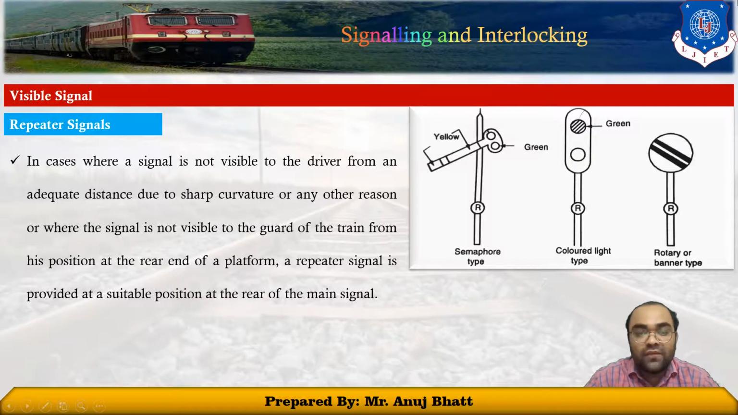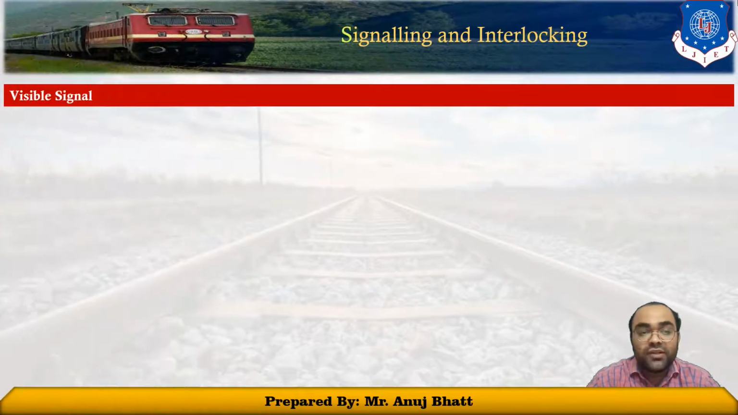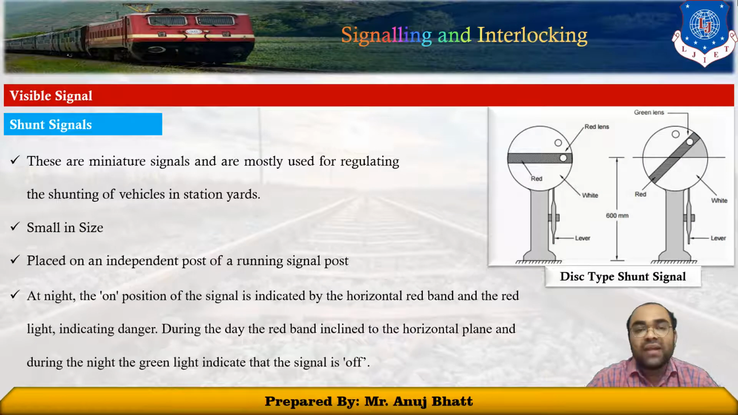Well, the another one, that is the shunt signals. There are many miniature signals mostly used for regulating the shunting of vehicles in the station yard. Unlike the fixed signals, these are small in size and are placed on an independent post. Like in a semaphore signaling area, the shunt signals are of the disk type as shown in this figure.